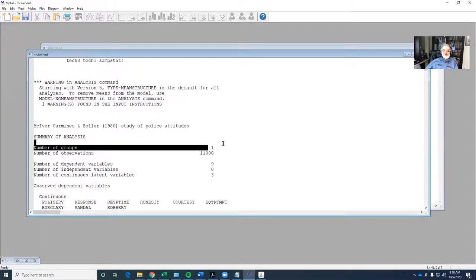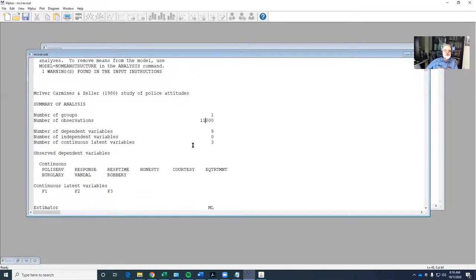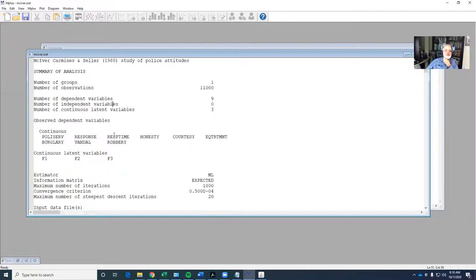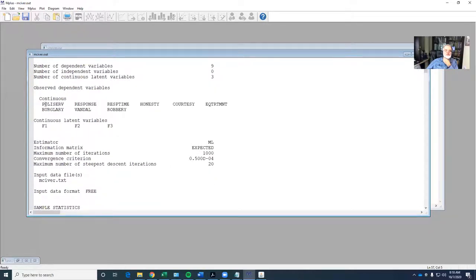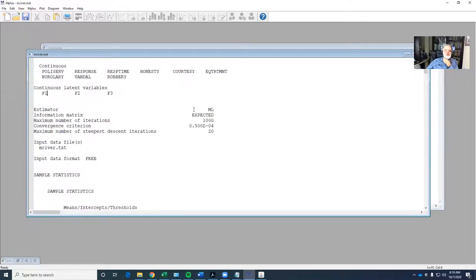Downstairs, how many groups do we have? We're only analyzing a single group. If we were analyzing males and females, we'd have two groups. How many dependent variables? We've got 9 manifests, and we have 3 latent variables. We don't have any independent variables pointing at anything in the model, so that's why that's a 0. Here are my dependent variables, and here are my continuous latent variables. I'm doing maximum likelihood. My default number of iterations is 1,000. You won't spend much time looking at this unless your model hasn't converged.